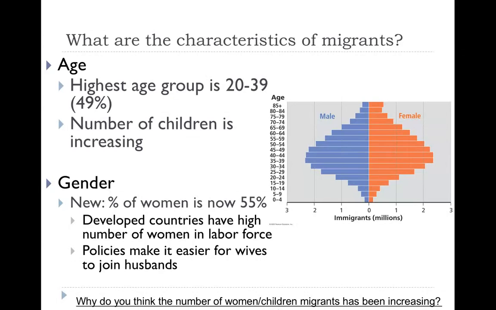Developed countries tend to have higher number of women in the labor force, which is another pull factor for women. We look at policies that tend to make it easier for wives to join their husbands later on. So it's very possible a husband has migrated to a new country for a job, sends money back home, sends those remittances back home, and then eventually they can afford for the wife to come as well, or the rest of the family to come to that new country as well.